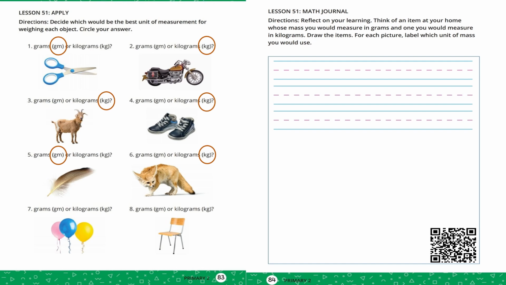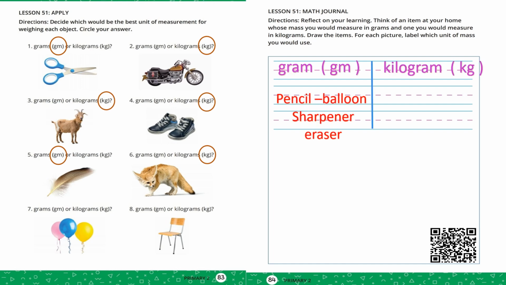The next page, our math journal. Reflect on your learning. Think of an item at your home whose mass you would measure in grams and one you would measure in kilograms. Draw the items for each picture. Label which unit of mass you would use. Gram and kilogram. Gram like pencil, balloon, sharpener, eraser. Kilogram like table, chair, bag.